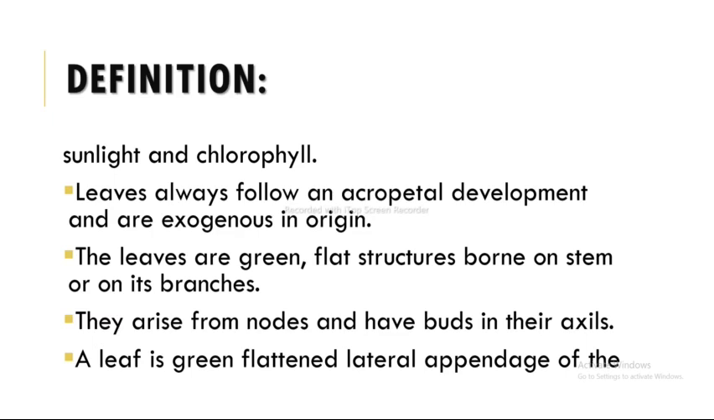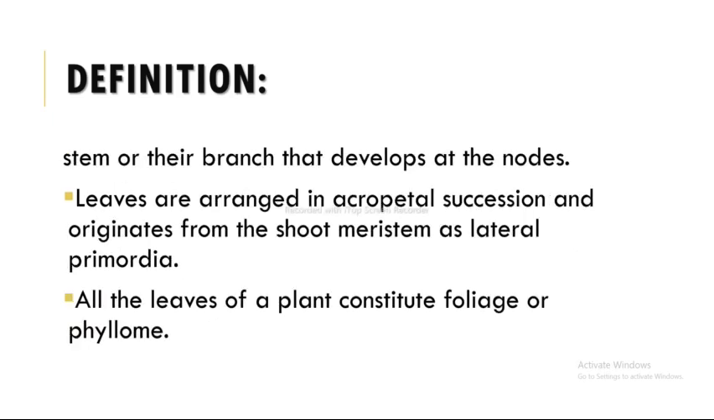A leaf is a green, flattened, lateral appendage of the stem or its branch that develops at the nodes. Leaves are arranged in acropetal succession and originate from the shoot meristem as lateral primordia. Now the question is, what is meant by primordia? Primordia, an organ, structure or tissue in the earliest stage of development, is known as primordia.